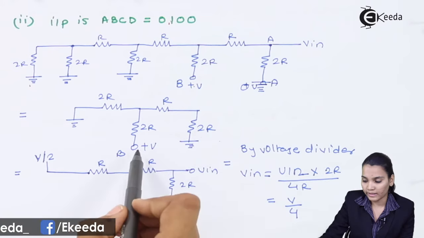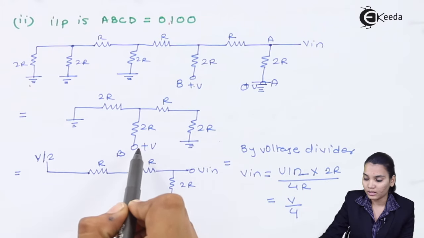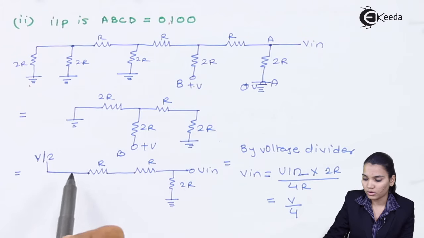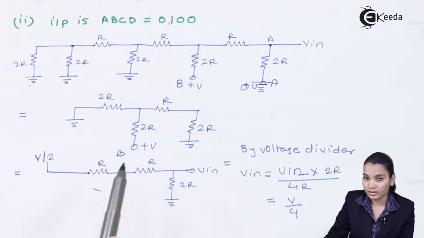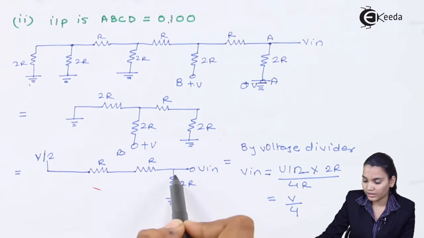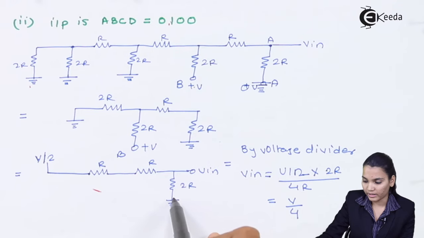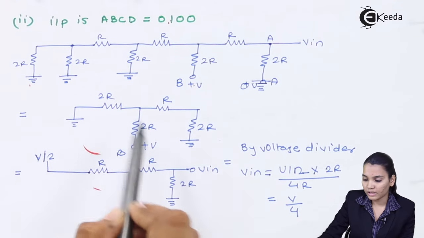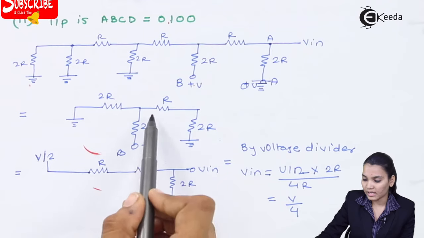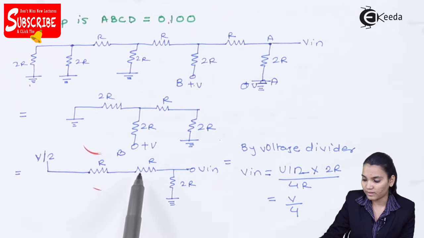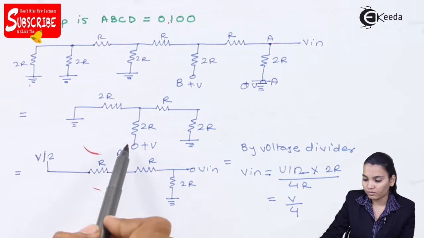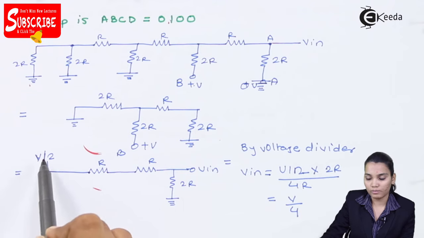So now how will we calculate it? At this level, at this level B, the voltage is plus V and here is the 2R, R and 2R. So after solving and simplifying this, Vin will remain as it is. Here, this 2R will be grounded, and this 2R is nothing but the voltage divided network. So here will be the V/2 and this R will remain as it is. So here will be R and here also will be R, because after simplifying this, we will get the R value and this is nothing but the V/2.